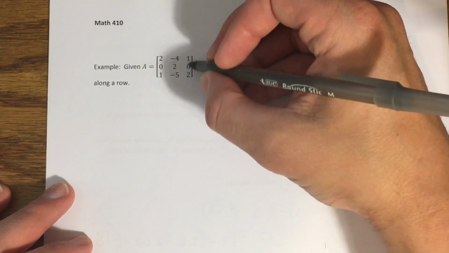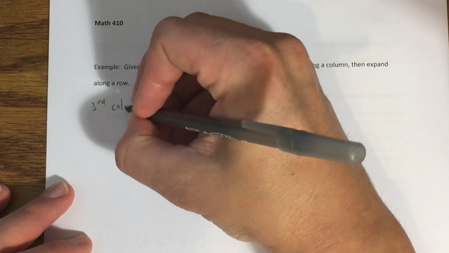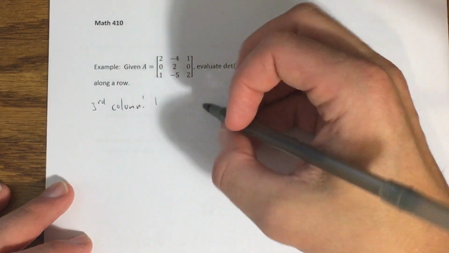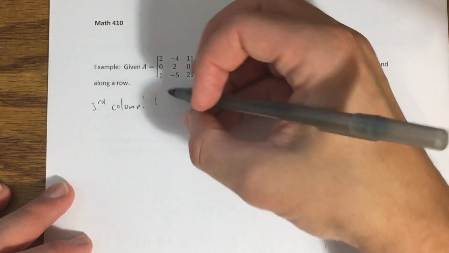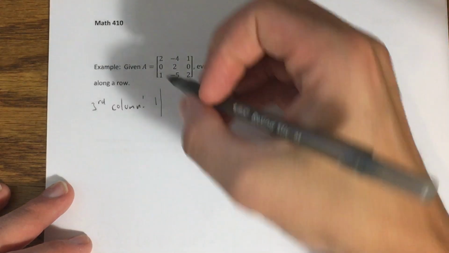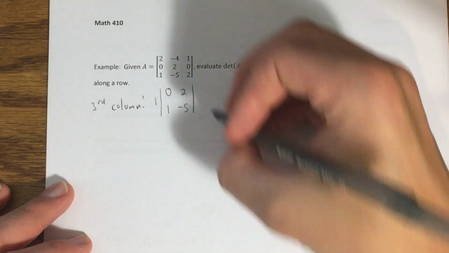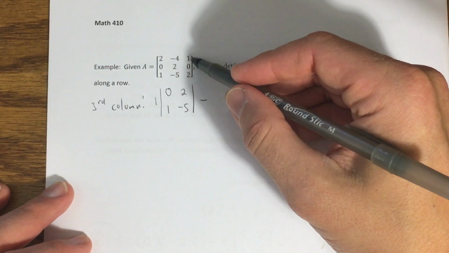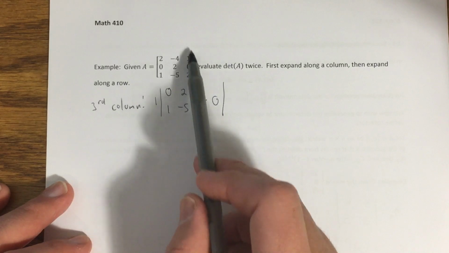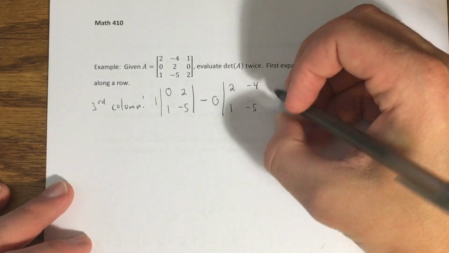cofactor expansion along this third column, then what I do is I start with this first entry, 1, and because this is associated with a plus, I don't change its sign, and then I multiply it by the 2 by 2 determinant that I would get by deleting this row and this column. 0, 2, 1, negative 5. Minus, because in the next case we go from plus to minus, 0 times the determinant that I would get by deleting this row, this column. That's 2, negative 4, 1, negative 5.